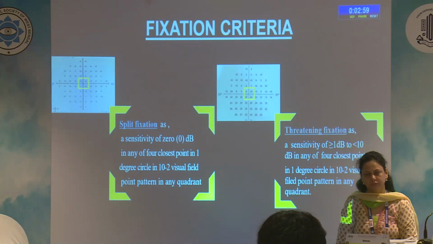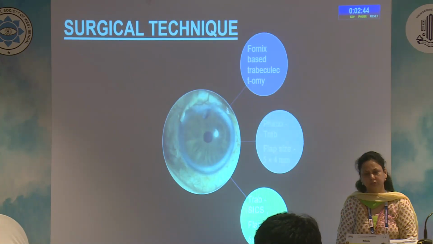So what is split fixation? Sensitivity of 0 dB in any 4 of the closest points within 1 degree in the 10-2 field. And what is threatening of fixation? Sensitivity of more than 1 dB and less than 10 dB in any 4 closest points within 1 degree of the visual field. And these are the standard surgical techniques that have been used, the phacotrabeculectomy, either the phaco trab or the SICS trab.